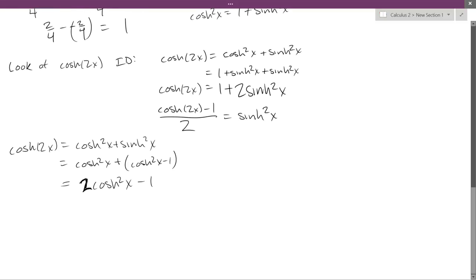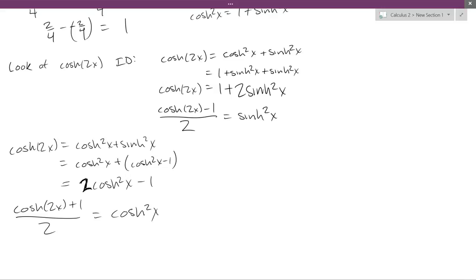And we're going to do the same trick, solve for cosh squared. We're going to add 1 and divide by 2. So cosh 2x plus 1 over 2 equals cosh squared x. All right, so that's how to turn a sinh squared into just cosh, and how to turn a cosh squared into regular cosh of 2x. So how to unsquare the hyperbolic trig functions.